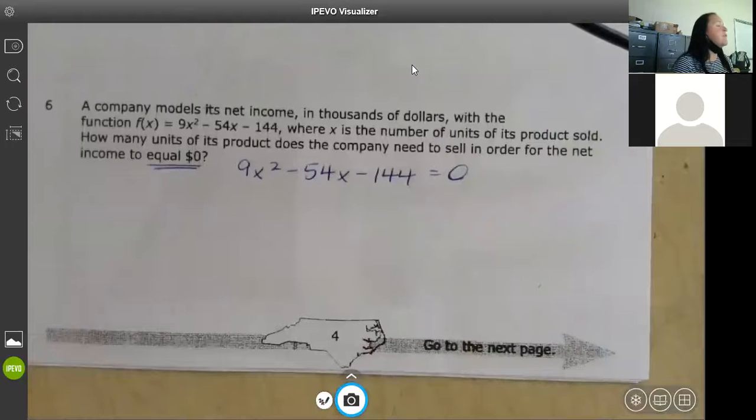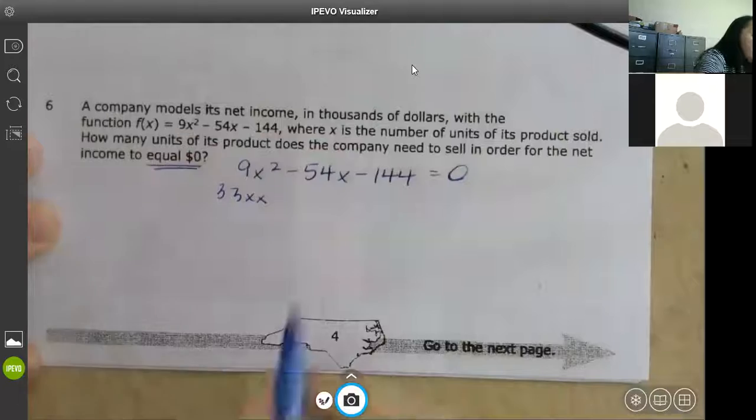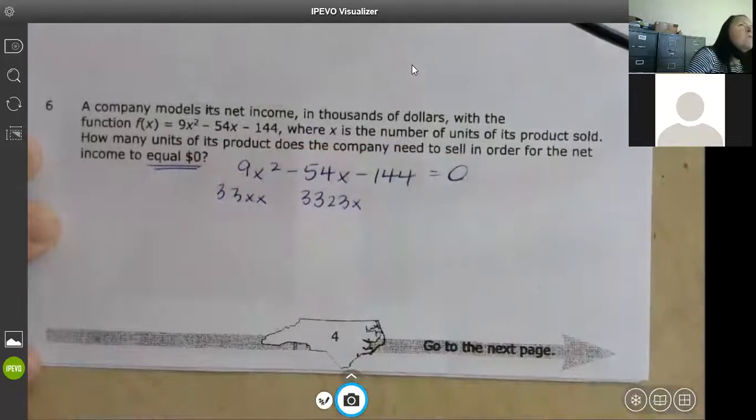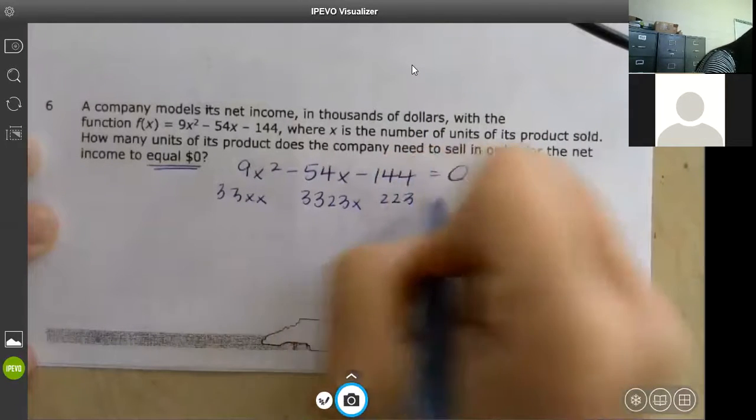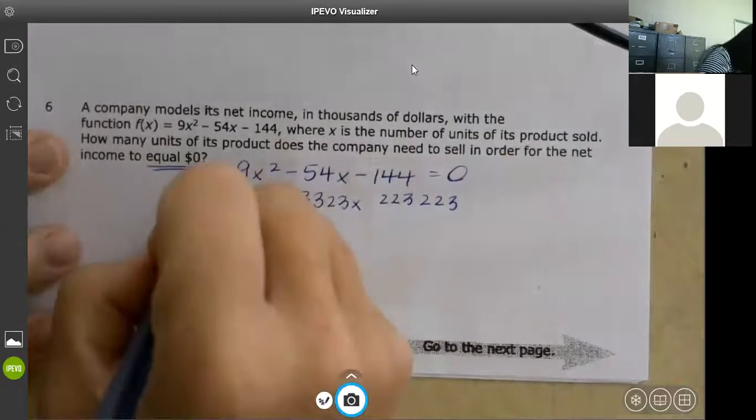Okay. First thing we're going to do is break it down. 9 is 3 and 3. 54 is 9 times 6. What is 144? 12 and 12. So they give you things that you should know. 121 is 11 and 11. 100 is 10 and 10. Easy ones. So 144 is 12 and 12. 12 is 4 and 3. So 2, 2, 3, 2, 2, 3. Do we have anything in common? Yeah, they make it easy, guys.